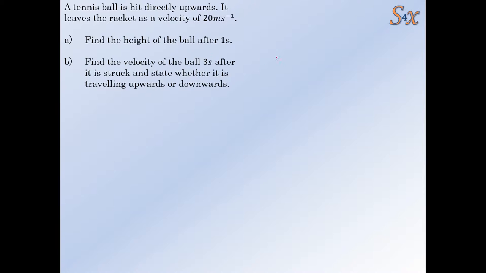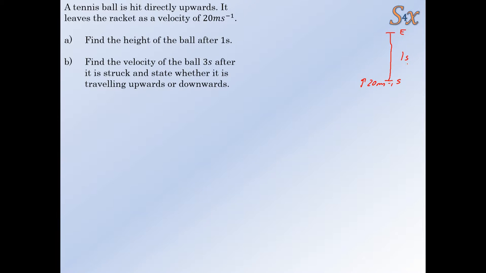So for part A, let's draw ourselves a bit of a diagram of what's going on. The tennis ball is being hit upwards, so it starts down here. It ends up here somewhere. So this is the start, this is the end. It left at a velocity going upwards of 20 meters per second, left the racket. And it's traveled upwards for 1 second. And we want to know how high the ball is after 1 second.